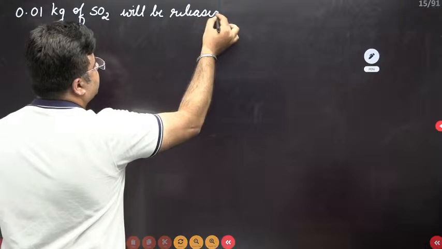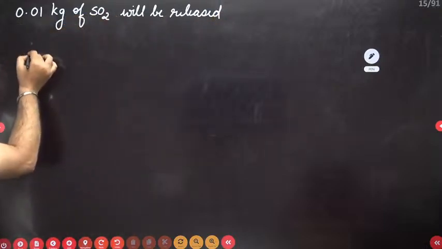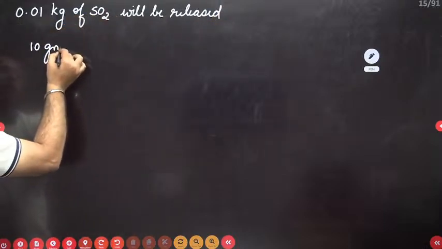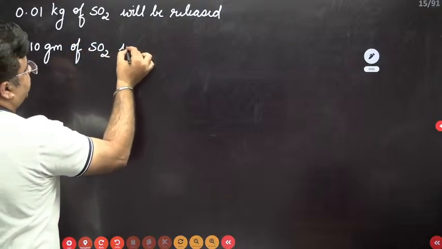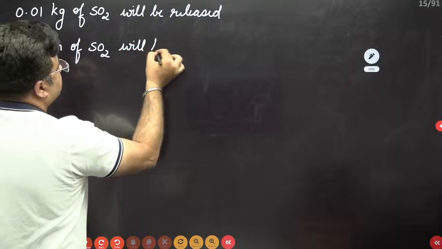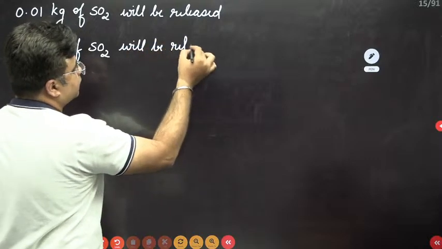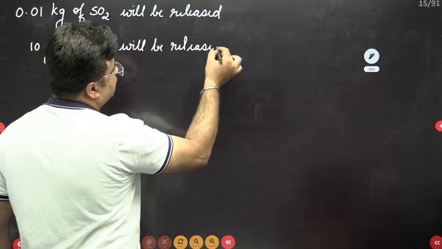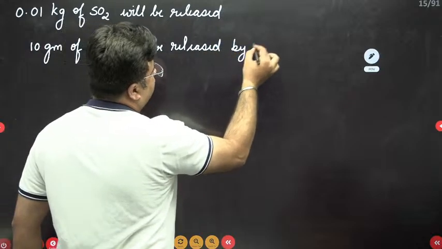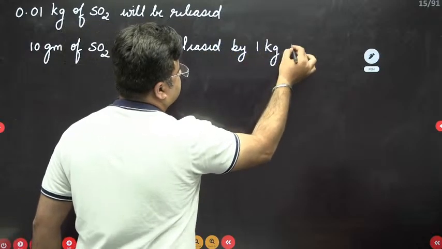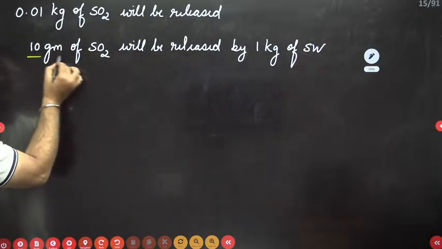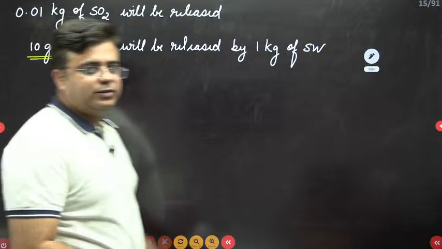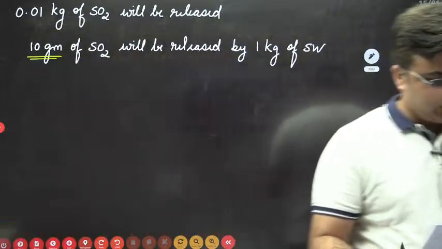When you convert this into grams, this will be 10 grams of SO2 released by 1 kg of solid waste. So this will be my final answer: 10 grams of SO2 will be released by 1 kg of the solid waste. So this is our first question.